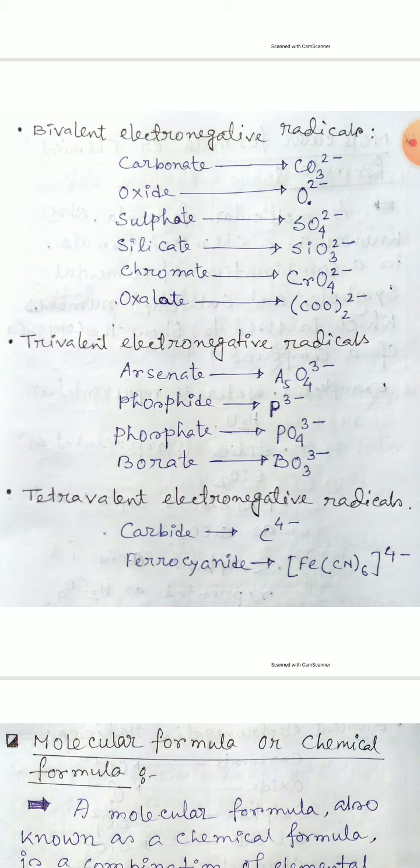You can also see the chemistry book of Selina Publication. There are many more radicals given. You should just see the name of the radical and their symbol.